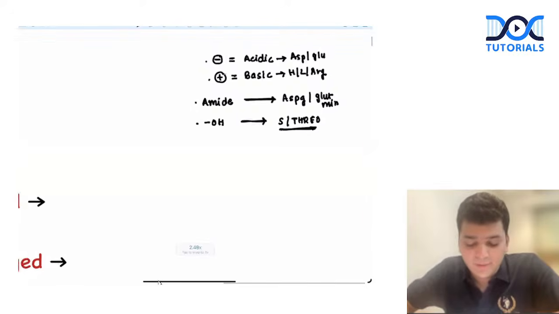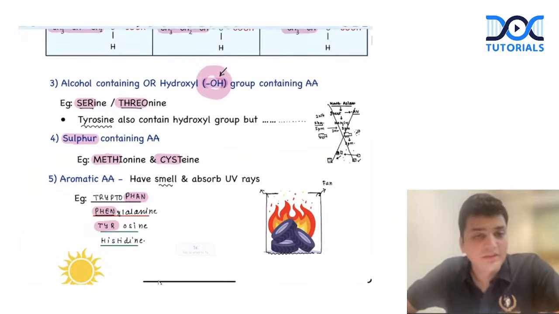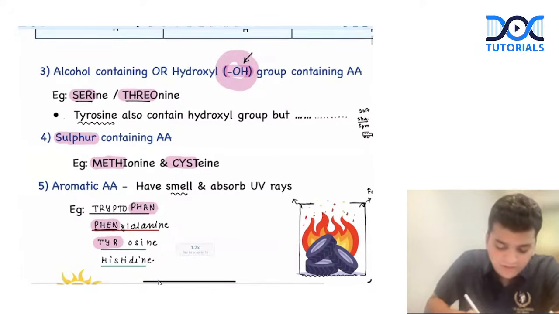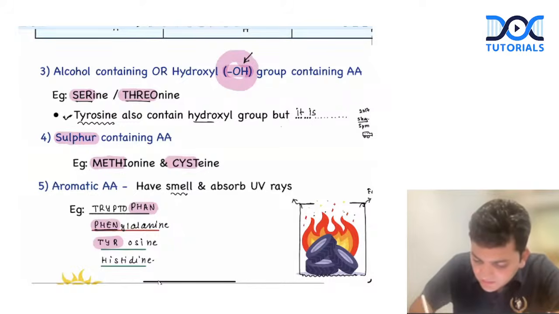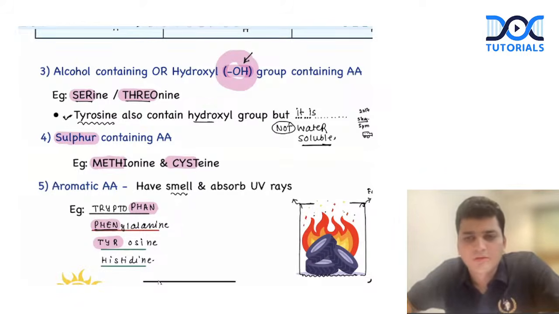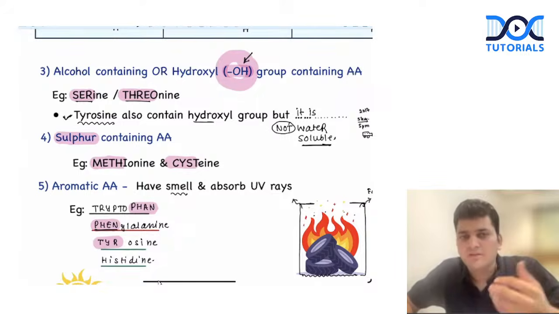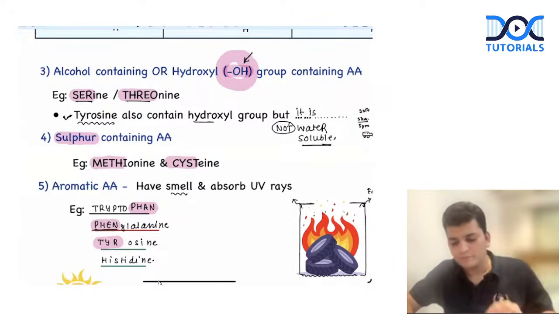So let's complete that statement also. Let's go to category number 3, where we have written the alcohol containing amino acids and we have written tyrosine in a separate line. Tyrosine also contains the hydroxyl group, but it is not water soluble. It's not a very good water soluble molecule. It is more water insoluble. So now we understand that if they ask which of the amino acids are water soluble, you will say there are four families which are water soluble: acid, base, amide, and alcohol.